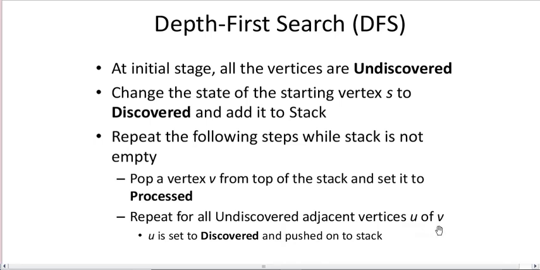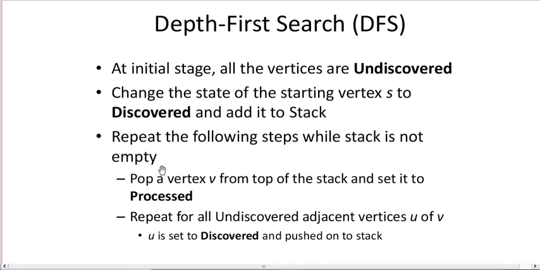What we have to do is take the adjacent vertices of V and make them discovered and push them onto the stack. The same process as we did with the breadth first search. There we used to repeat these steps while the queue is not empty. Here we have to repeat it till the stack is empty.